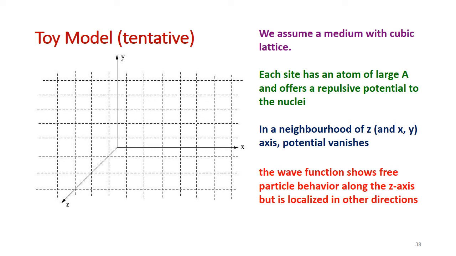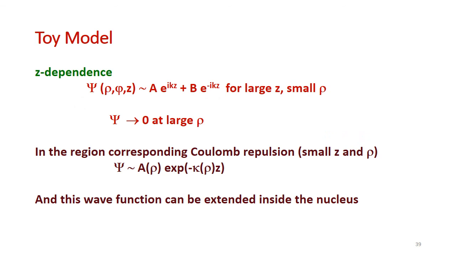Or the potential is relatively weak, it's uniform, let's say. The wave function shows a free particle behavior because of the uniform potential. It shows a free particle behavior along the Z axis, but it is localized. We assume that it's localized in these other directions. So the Z dependence of the wave function will be such that it's a free particle for large Z, small rho. This is using cylindrical coordinates, and it goes to 0 at large rho.